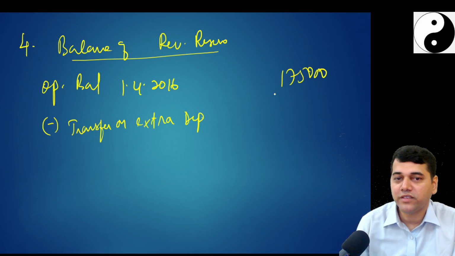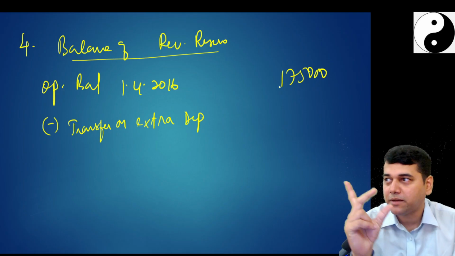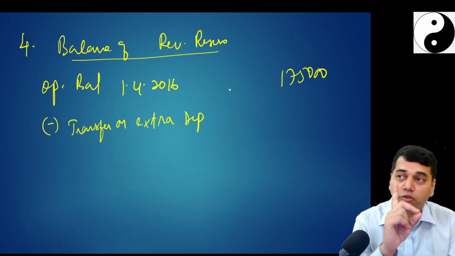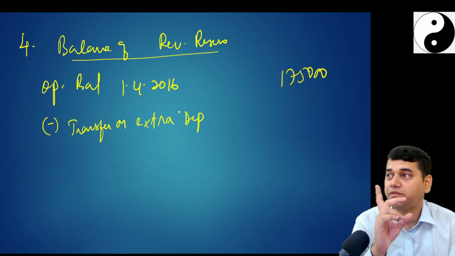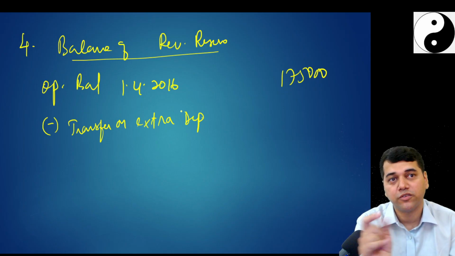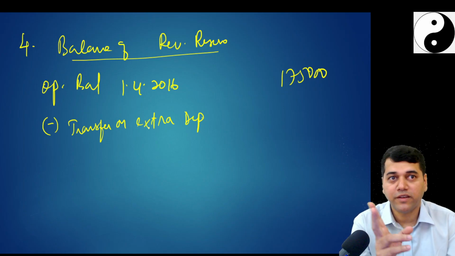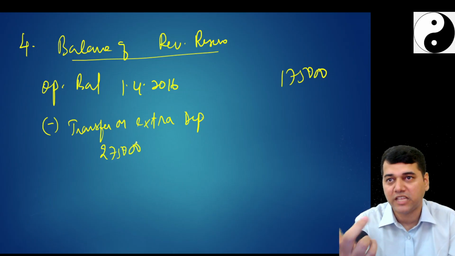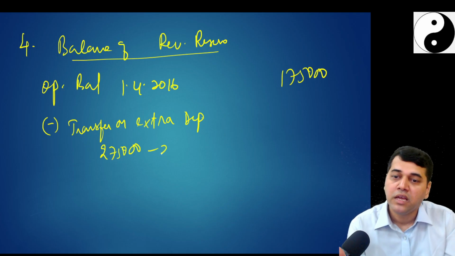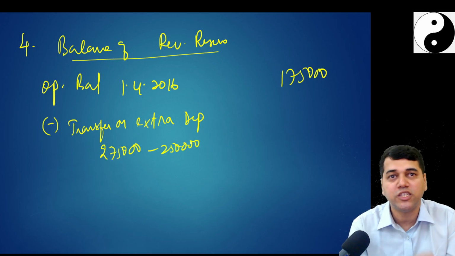See, because of this revaluation, you started charging extra depreciation, no? What was your original depreciation? 2,50,000. How much did you charge extra because of revaluation? 2,75,000. So 2,75,000 is the depreciation which you charged as per working note number 2, minus 2,50,000 what you have been charging originally.